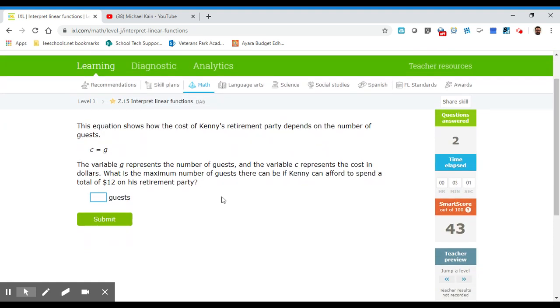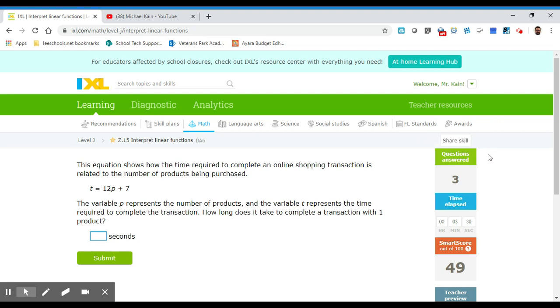Okay. So down here it says what is the maximum number of guests there can be if Kenny can afford to spend a total of $12 at the retirement party? What does G represent? G represents the number of guests. C represents cost. So if I put a 12 here, then that means 12 needs to equal 12. Okay, that's kind of a weird one. What about this one? It says, how long does it take to complete a transaction with one product? P is definitely product. So 12 times 1 is 12, and 12 plus 7 is 19 seconds.